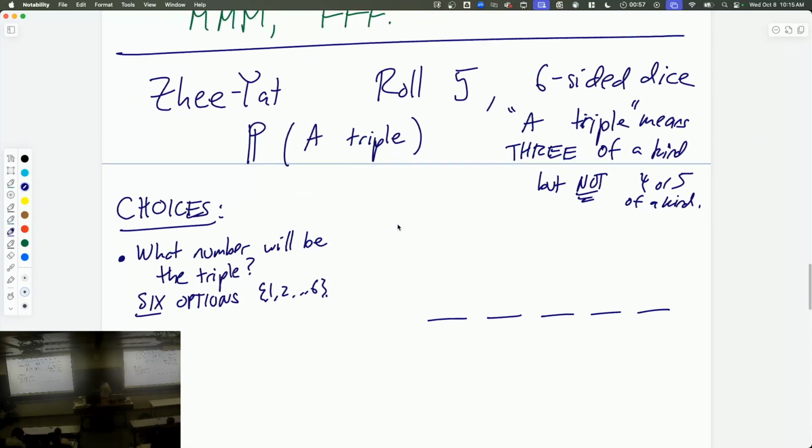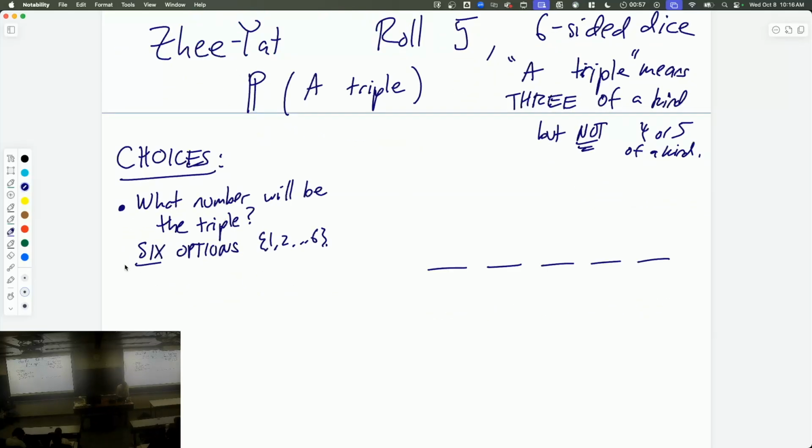In the mathematized question, they first had you calculate it assuming that this number was a 1, and then you were supposed to realize that there are actually 6 choices for that. So that got added on at the last second. But there are 6 options for what number will be the triple. Once I have chosen this, I have my 3 copies of that thing. Let's pretend, for the sake of argument, that I chose 1. Then I would have 3 1s floating around over here, and I have to put the 3 1s in my 5 slots.